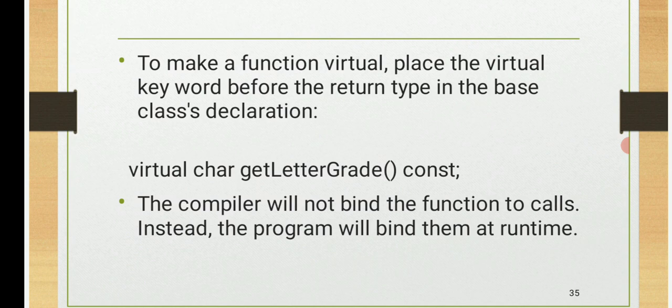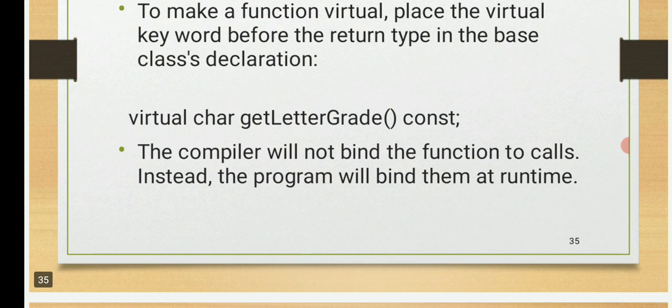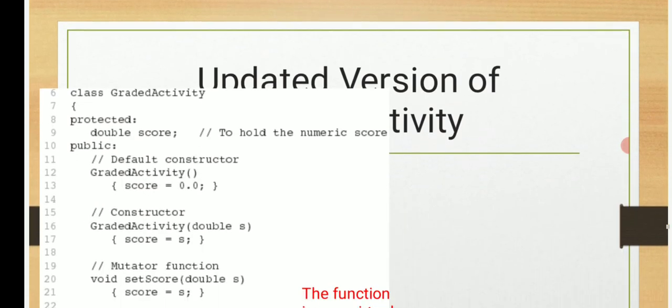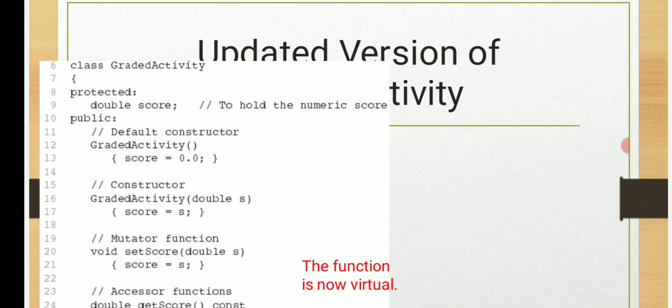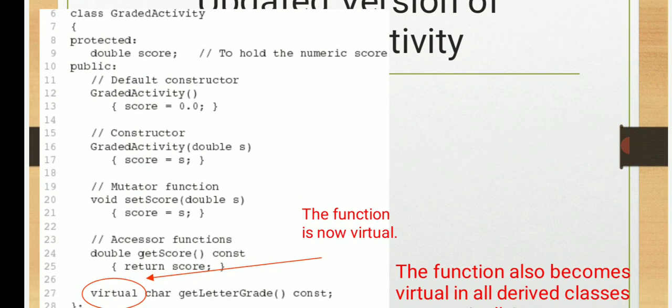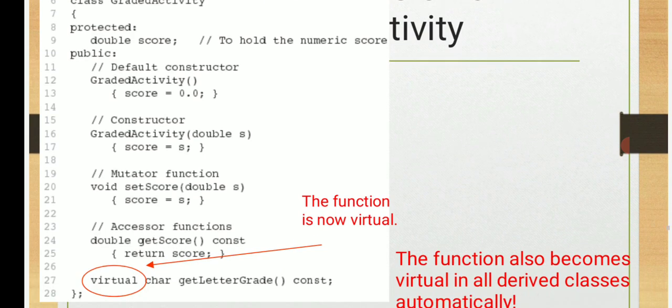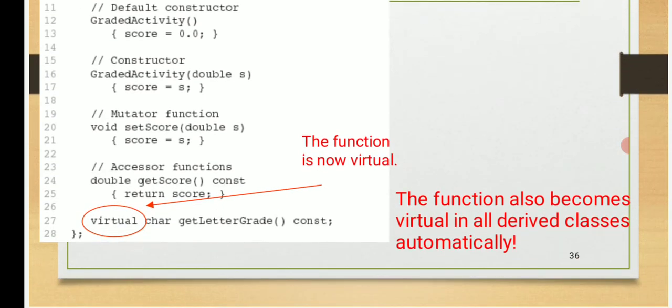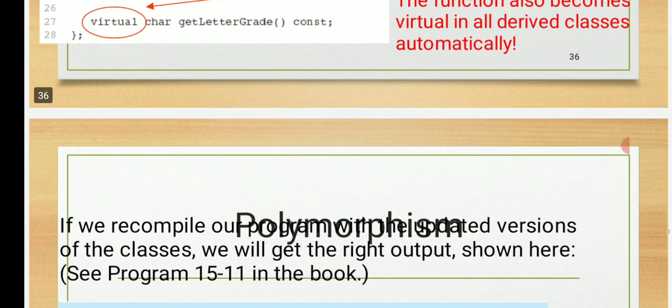Virtual character get letter grade. This is an example. The compiler will not bind the function to calls. Instead, the program will bind them at runtime. So this is the updated version. See here, the virtual keyword is used. What is the return type? Character. What is the function name? Get letter grade. The function also becomes virtual in all derived classes automatically.